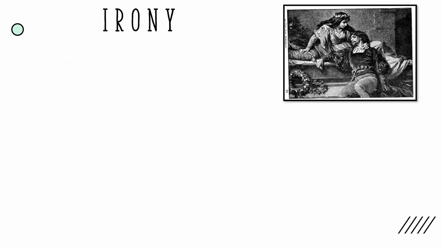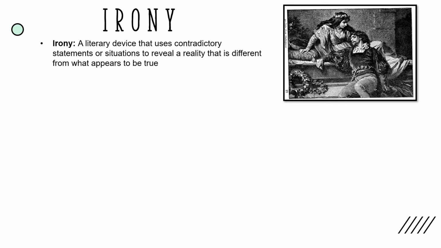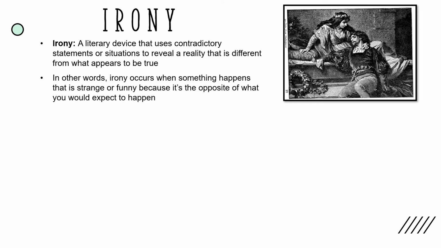Another element of fiction is irony. Irony is a literary device that uses contradictory statements or situations to reveal a reality that is different from what appears to be true. In other words, irony occurs when something happens that is strange or funny because it's the opposite of what you would expect to happen. There are three types of irony: verbal irony, situational irony, and dramatic irony.